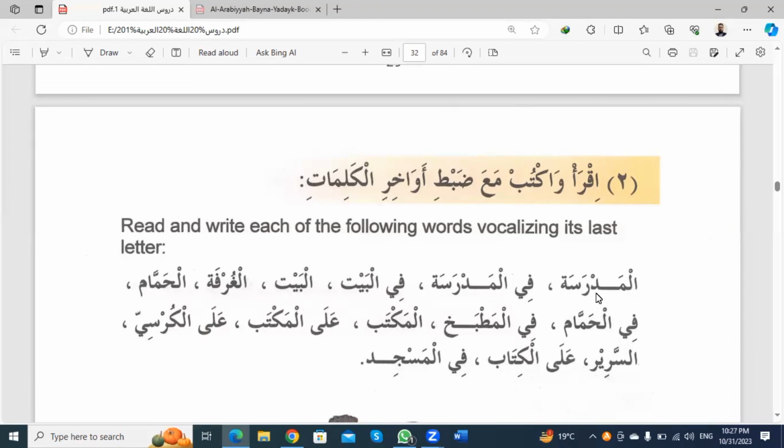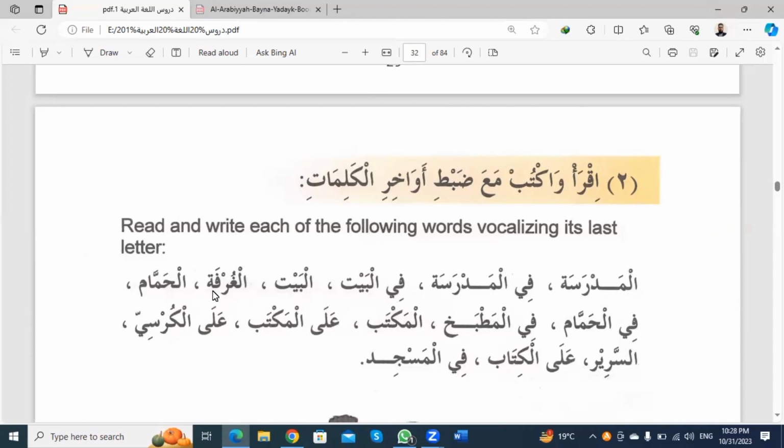And the second one is fil madrasati, in the school. So this is al-madrasatu, and this is fil madrasati, because there is fi here. Right. This is fil bayti. Right, very good. And this one, al-baytu, right.